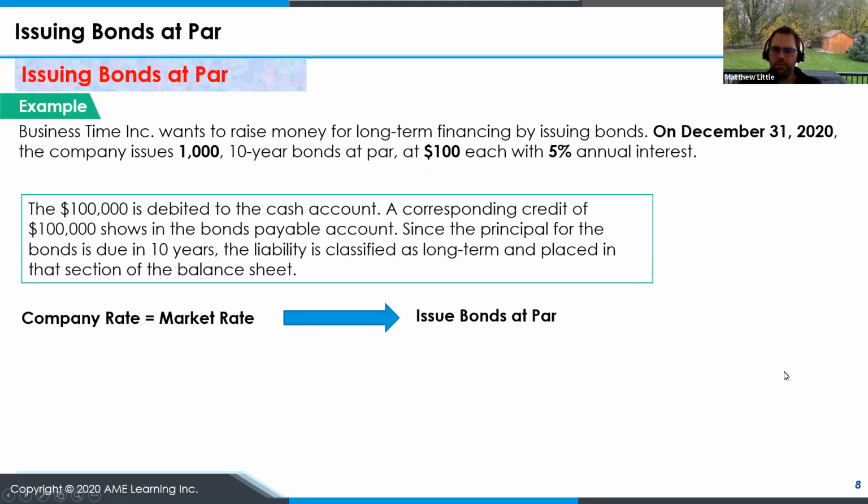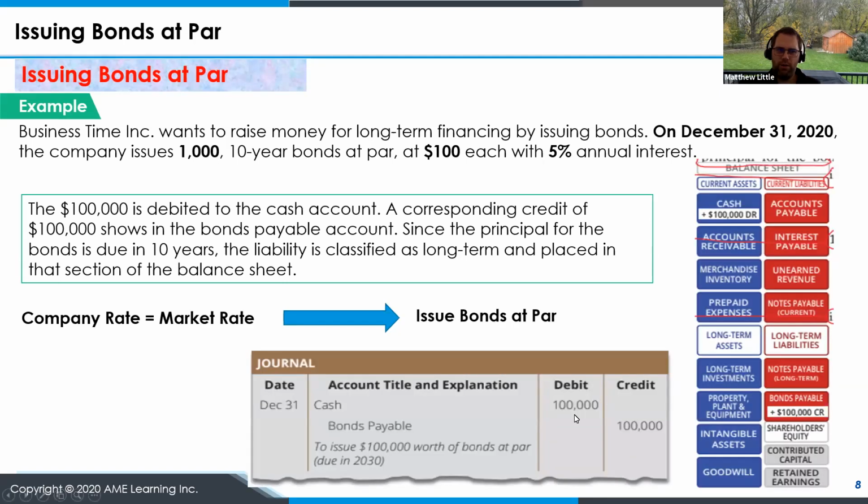Just an example, if we issue them at par, this one's the easiest. What if on December 31st, 2020, we issued 1,000 10-year bonds at par, $100 each, with a 5% annual interest rate, where the market rate equals the interest rate on the bonds? This example is very straightforward. There's no discount, no premium. We would expect to receive cash from our buyers of $100,000, and we would have a long-term liability for $100,000. No premium, no discount.